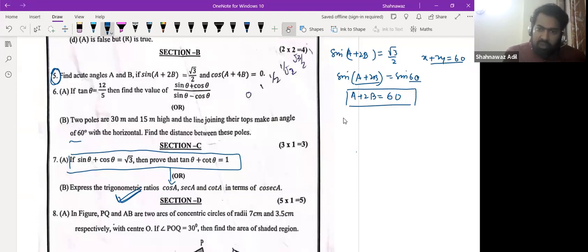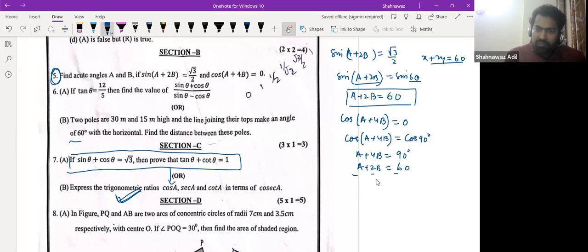Then cos of (A plus 4B) is 0. At what angle is cos 0? So this is cos 90, so A plus 4B is equal to 90. And then let us write A plus 2B equal to 60. We just subtract these two equations. A cancels, and 2B is 30.